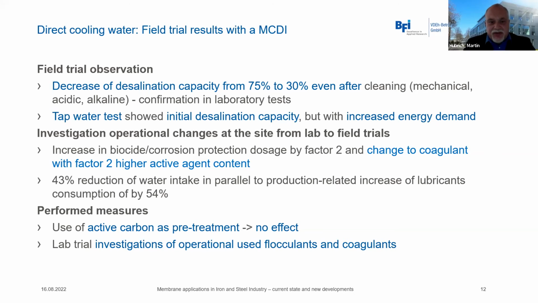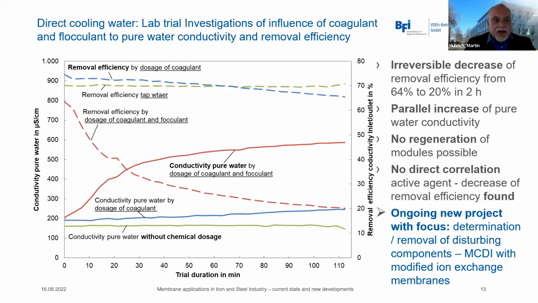So we tried to find out how we can solve this problem. We tried activated carbon, but this did not have any impact. So we started an investigation of the different products which were used at the site. What you can see here on the top is the green dotted line. This is the removal efficiency with no chemical dosage, and it's constant. On the bottom, you can see a green line without any chemical dosage, and you have a pure water conductivity which is below 200 microsiemens per centimeter.